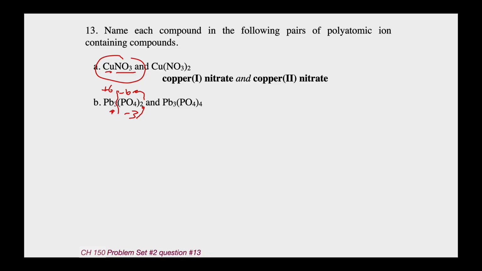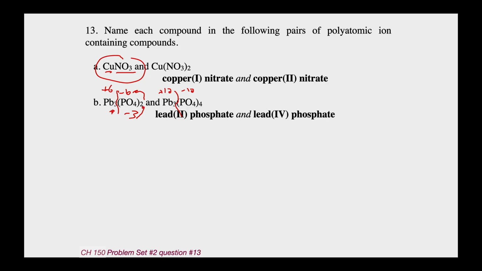So that means that each of the leads in the first one is lead(II). So the first one is going to be lead(II) phosphate. The next one, we can do a similar thing. We've got 4 -3 phosphates. Wow. So that's -12. And that means those 3 leads are going to balance that with a +12. 12 divided by 3, that's a +4 lead species. So the second one is going to be lead(IV) phosphate. So again, the first one there is lead(II) phosphate, and the second one would be lead(IV) phosphate.